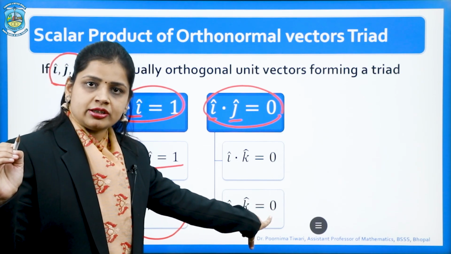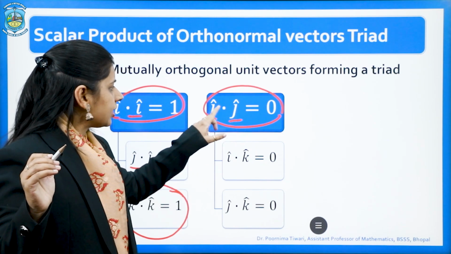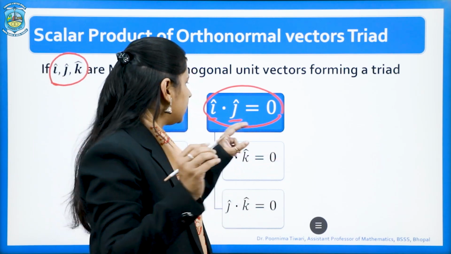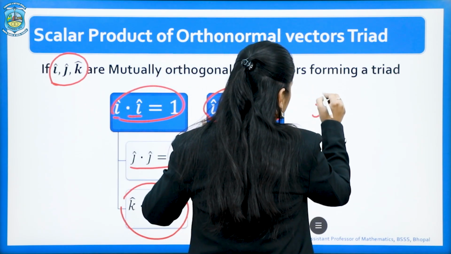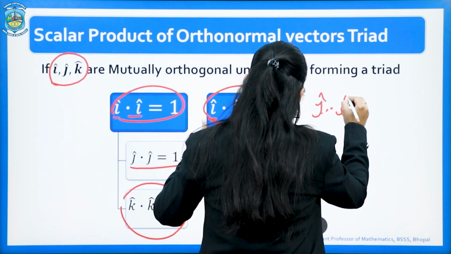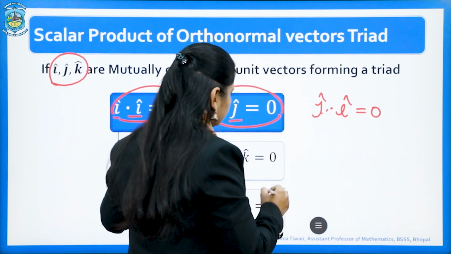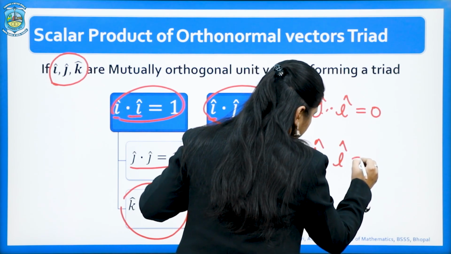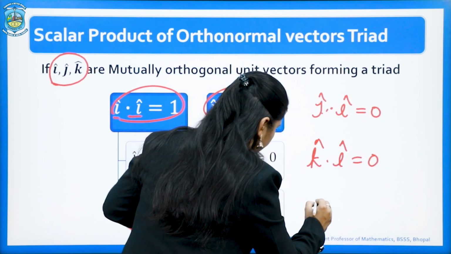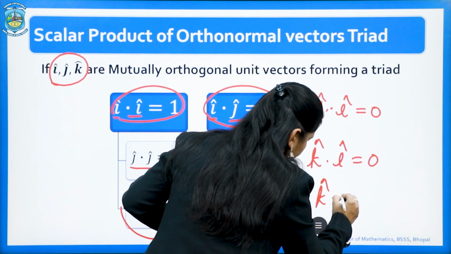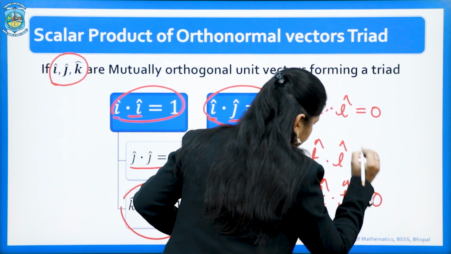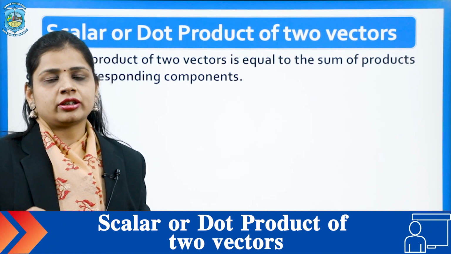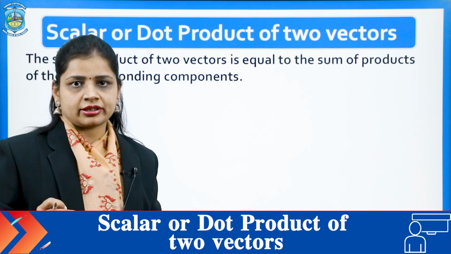and dot product of j cap with k cap is 0. And as the dot product of two vectors is commutative, we can also write dot product of j cap with i cap is 0, dot product of k cap with i cap is also 0 and dot product of k cap with j cap is 0. Next we will find the formula to obtain dot product of two given vectors.